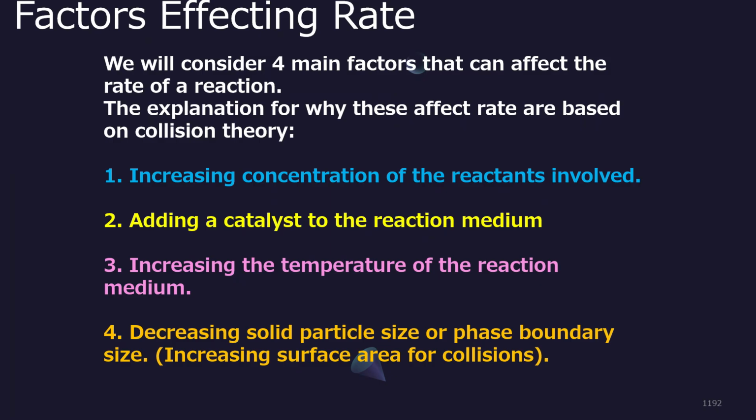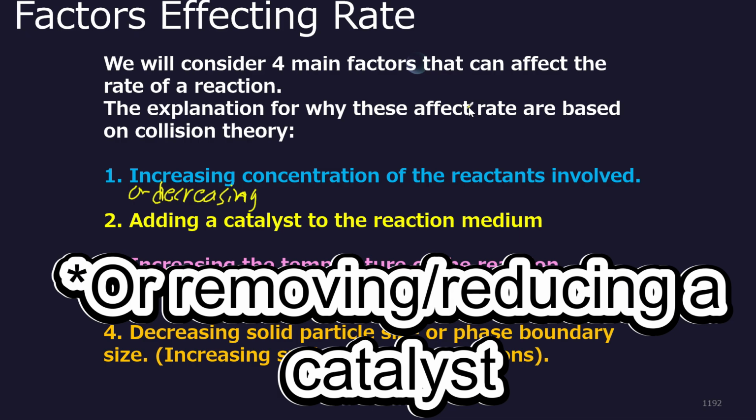So number 1, increasing concentration of the reactants involved. I should say increasing or decreasing really, but just changing the concentration in any way. Okay. So, just adding more concentration, more particles in a certain space should increase the rate, and decreasing it should decrease the rate. Second, adding a catalyst to the reaction medium.